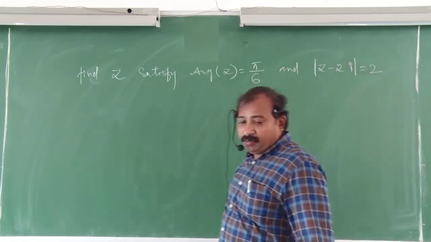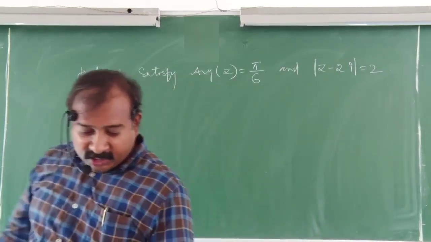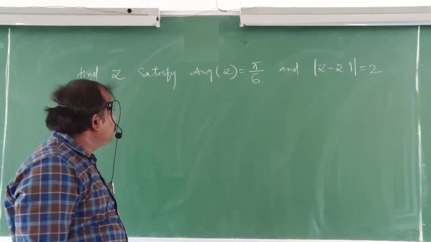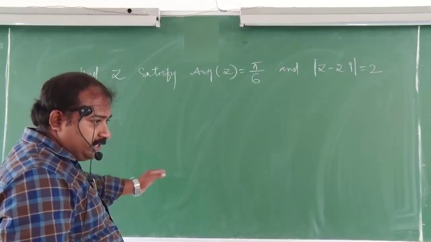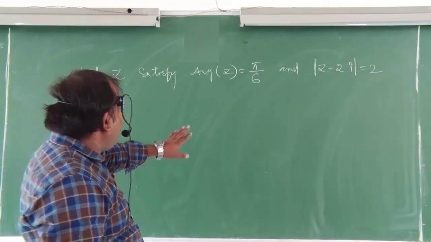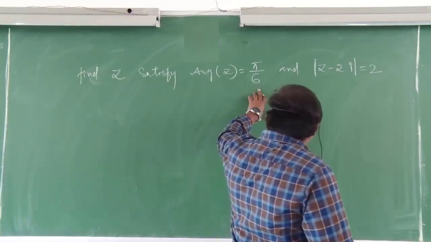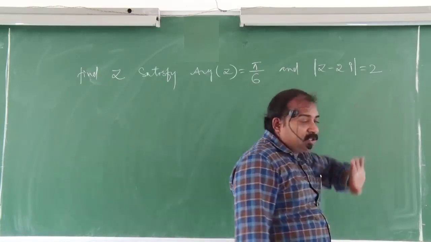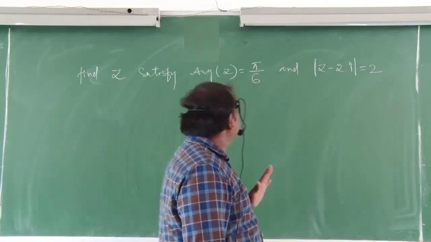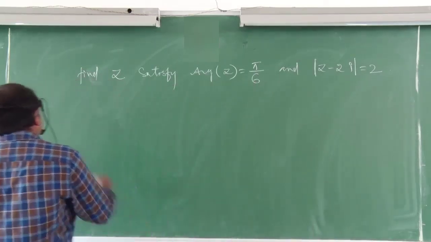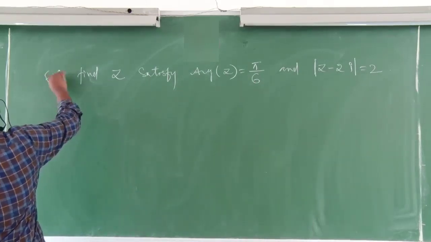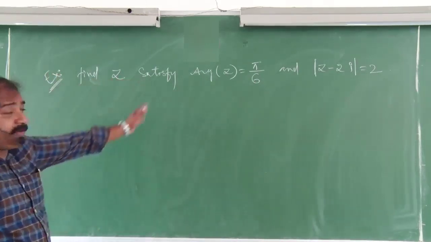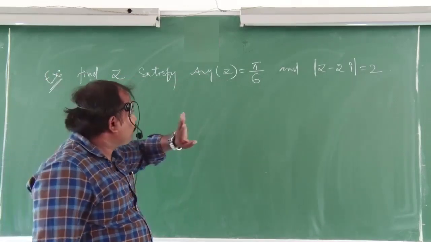This is the bit they given. Find a complex number z which satisfies argument of z is equal to pi by 6 and modulus of z minus 2i equal to 2. Then here this is the application part of that argument of z concept I gave.